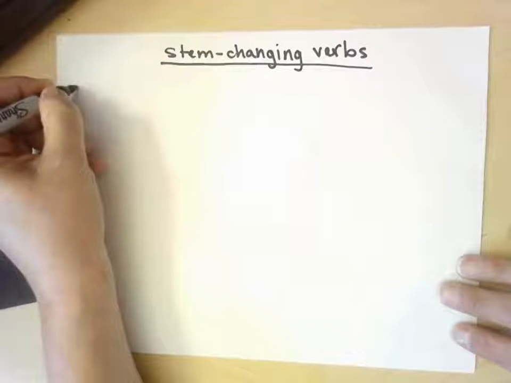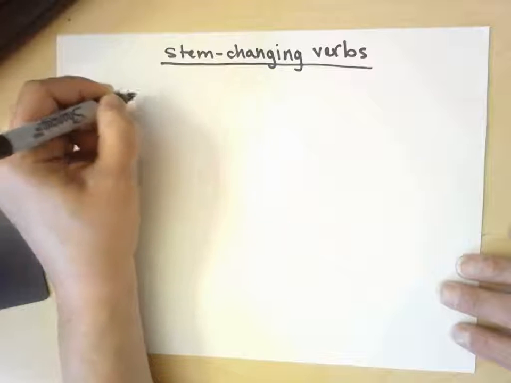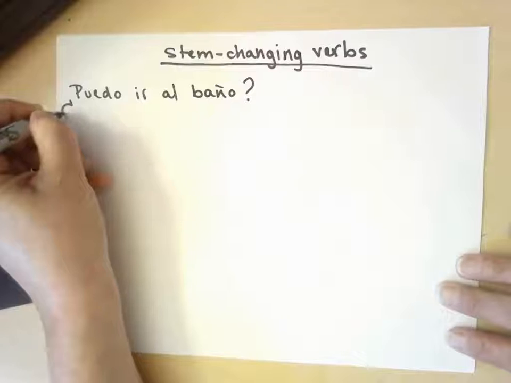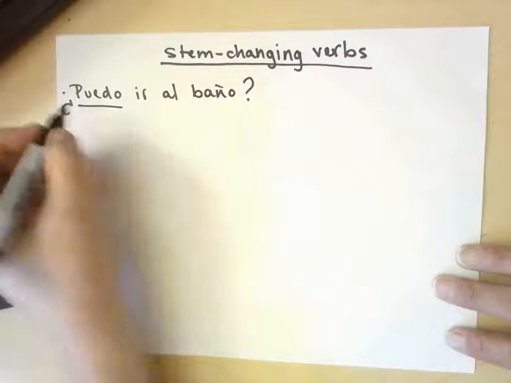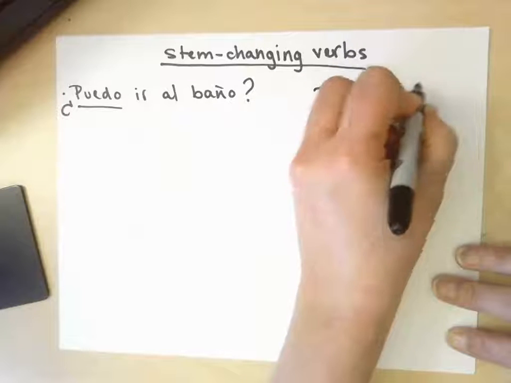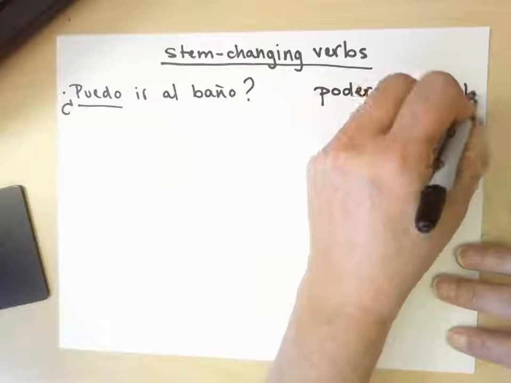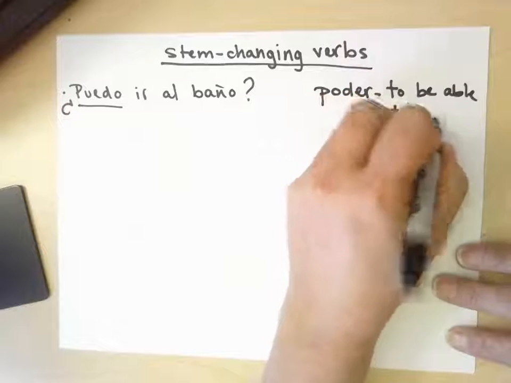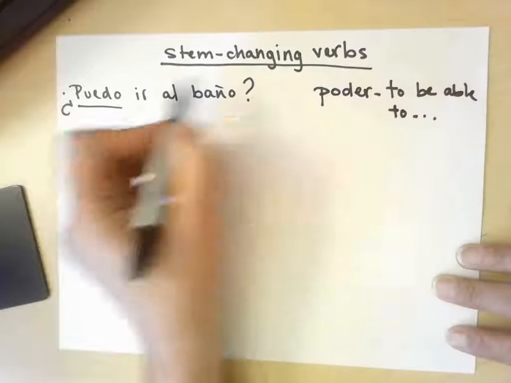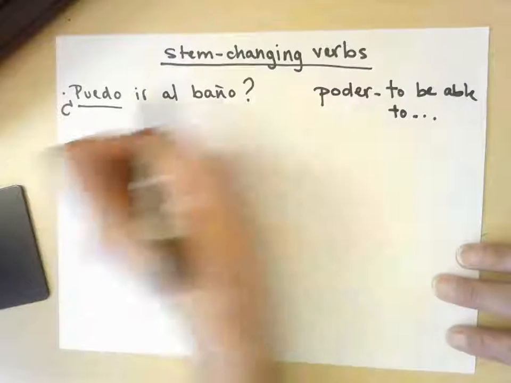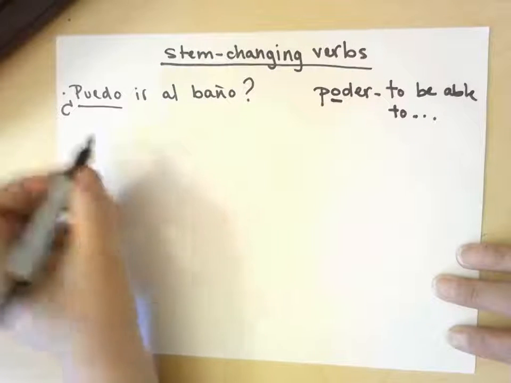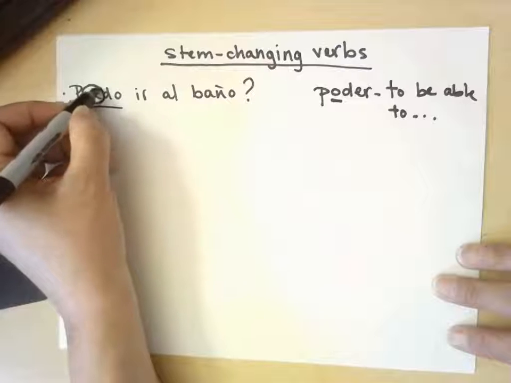You use it all the time when you say, puedo ir al baño. Puedo ir al baño. Your verb in this case is puedo. The original verb of this is poder, which means to be able to. Now, look at puedo and poder. Do you see a difference? Okay. This O right here, when you're using it in context, gets switched into a UE.